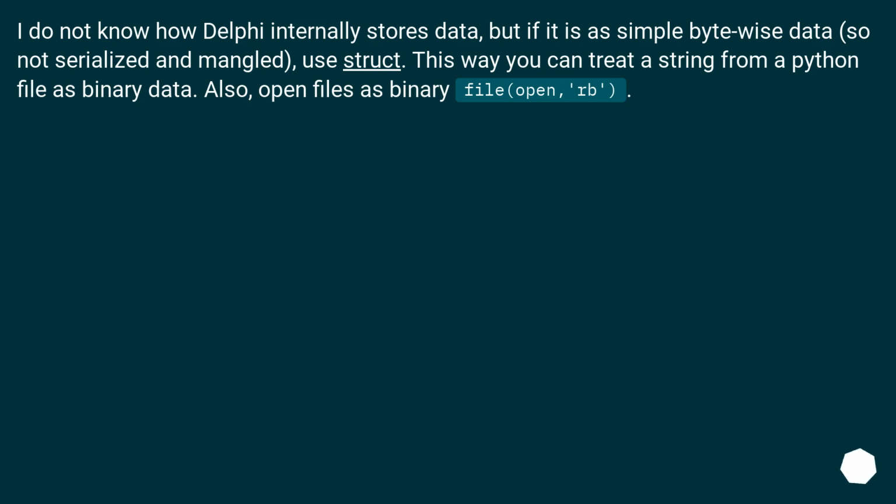I do not know how Delphi internally stores data, but if it is simple bytewise data, so not serialized and mangled, use struct. This way you can treat a string from a Python file as binary data. Also, open files as binary, file open, rb.